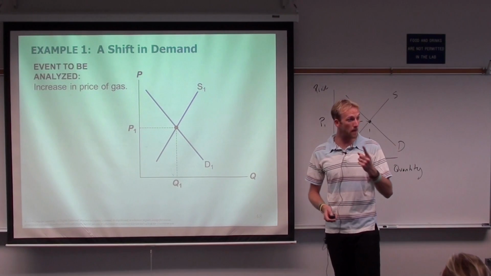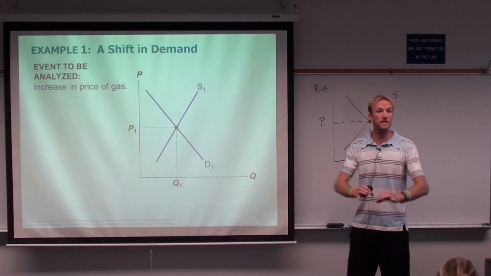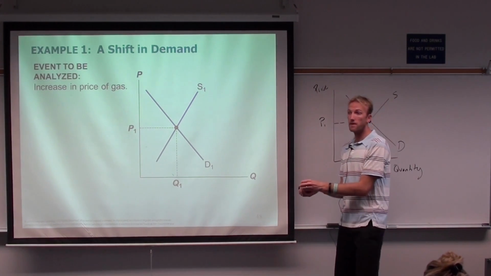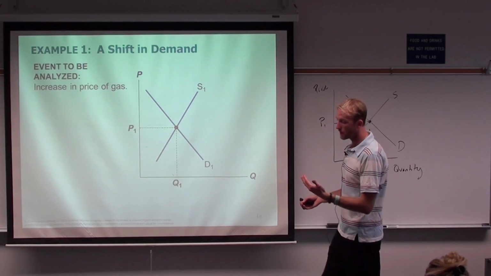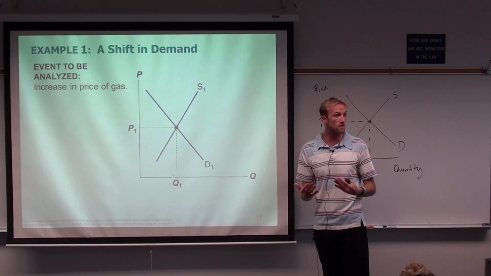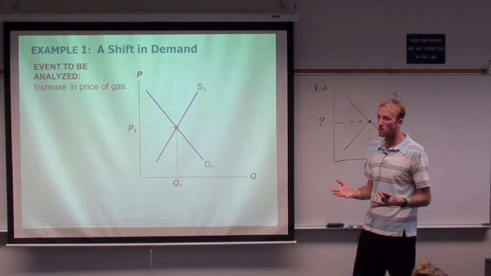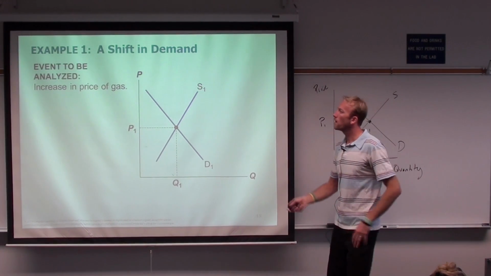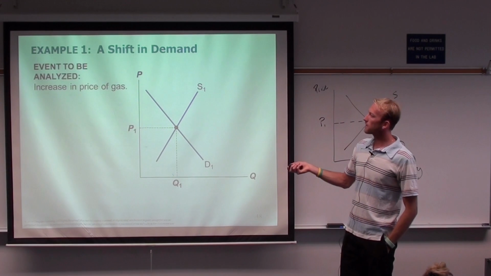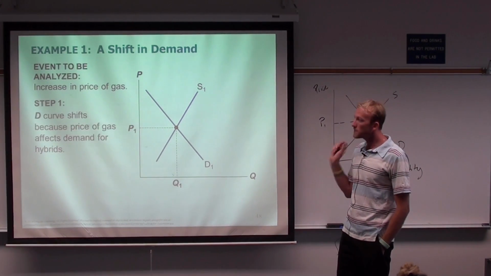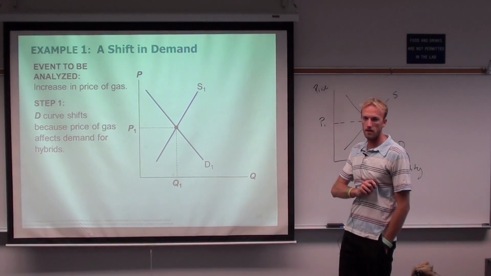It's going to increase the demand, right? If gas gets more expensive, more people are going to want to buy hybrid cars. The reasoning from the beginning of the chapter is that we would call it a shift in tastes or preferences. It falls into that category, right? People prefer a hybrid car now. So it's going to make the demand curve shift out, right? Okay, so that's step one. The demand curve shifts, right?